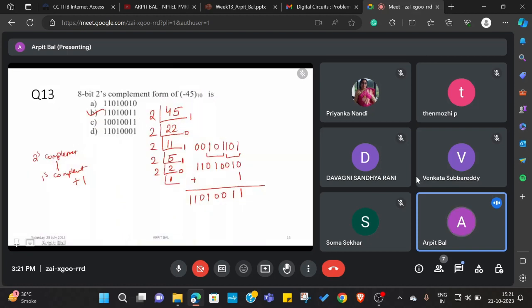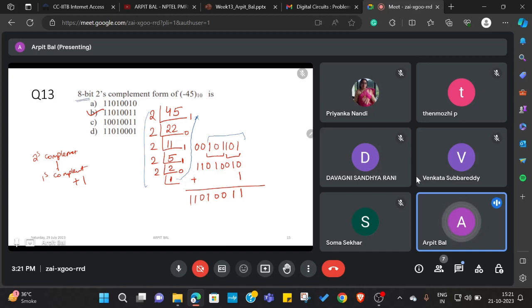Okay, the next question was related to computing the 2's complement form of -45. The first thing that we do is compute the binary representation of 45. We go for the long division method. Then again we take the remainders in the reverse order. But after taking the remainders in reverse order, we observe that it is a total of 6 bits, but we are asked to go for the 8-bit representation.